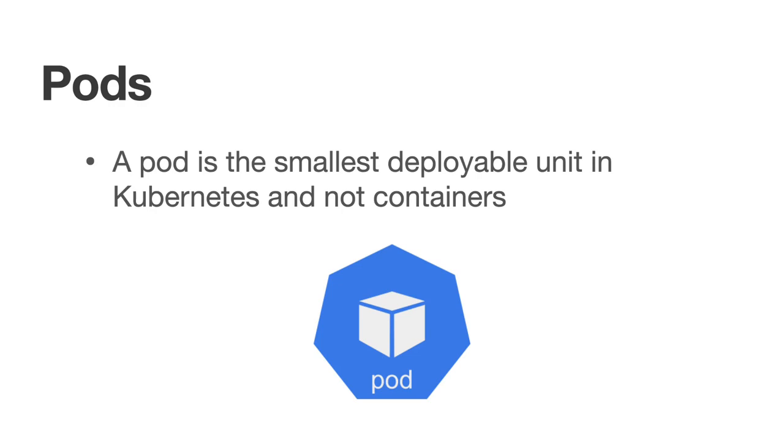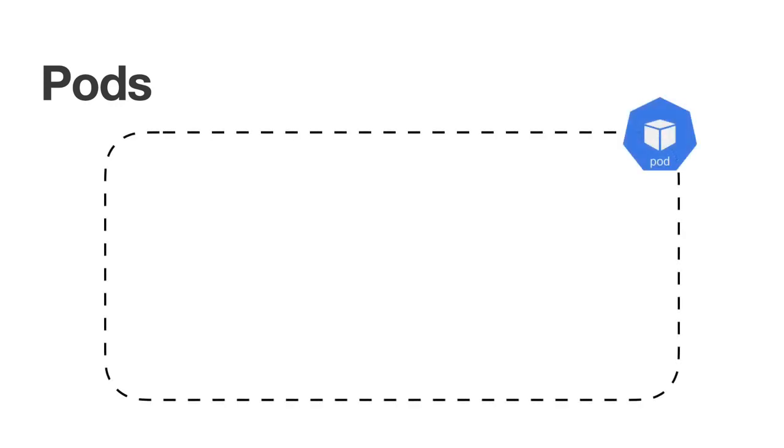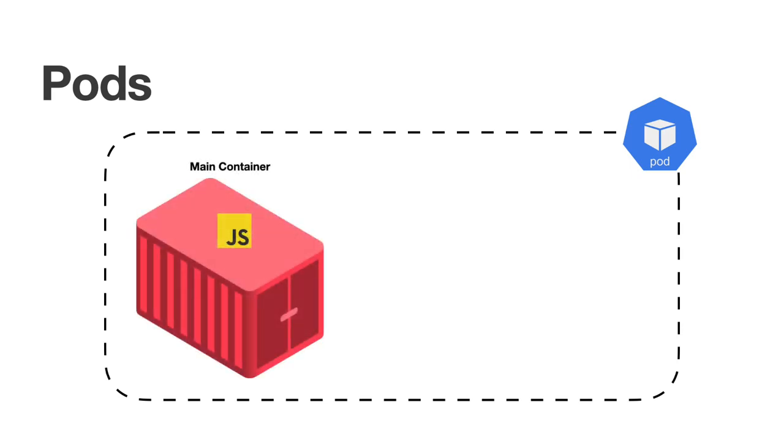Now, to visualize what a pod is, I've got this really nice diagram. So this is a pod. Within a pod, you will always have one main container, and the main container represents your application, whether it's written in Node.js, JavaScript, or Golang, whatever language that you want. Then you may or may not have init containers, which are containers that are executed before the main container.